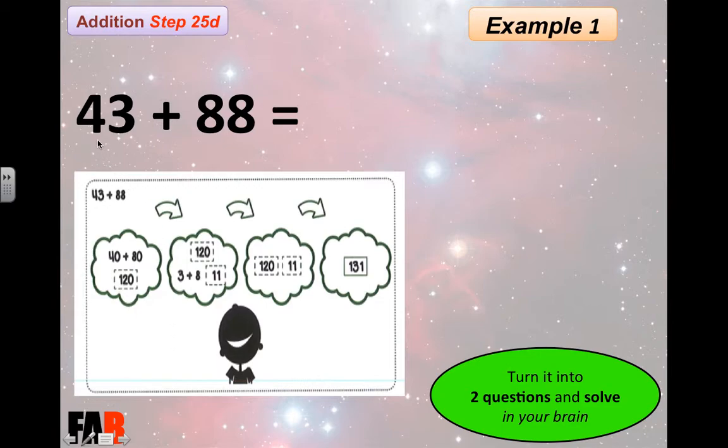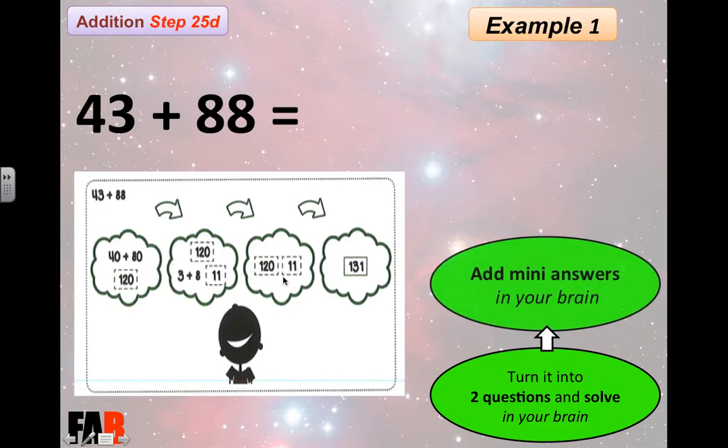So when I do these, I start the question and I think 4 tens plus 8 tens, 12 tens, 120. I hold that 120 in my head and I look at the second part of the question. So 3 ones plus 8 ones, 11 ones. I then bring back the 120, so I've got 120 and 11 in my head. Right, I'm going to add these together now.